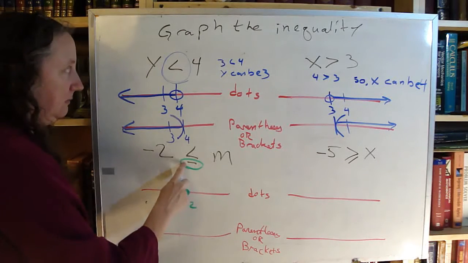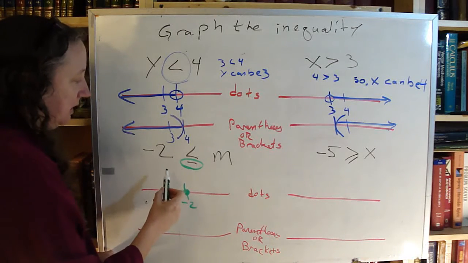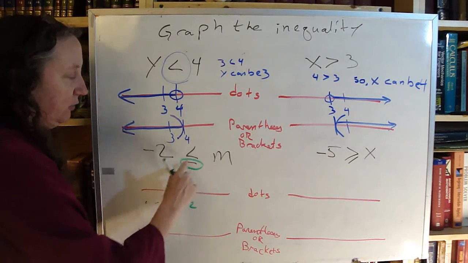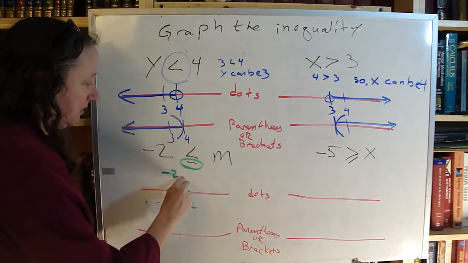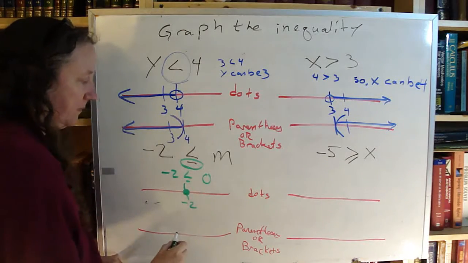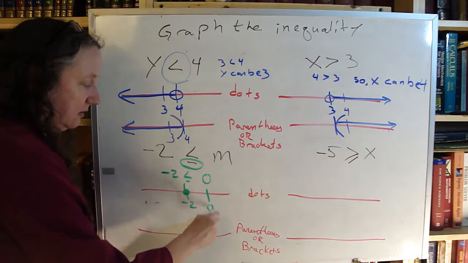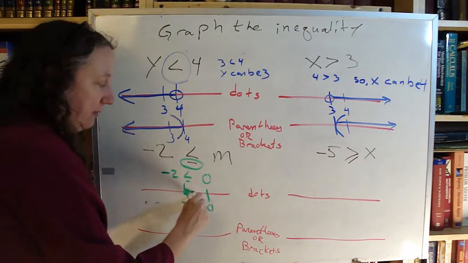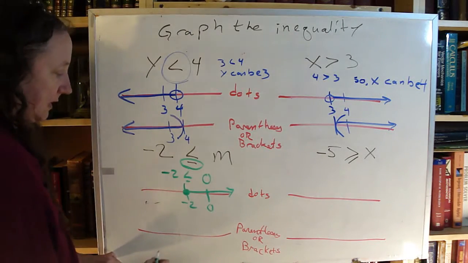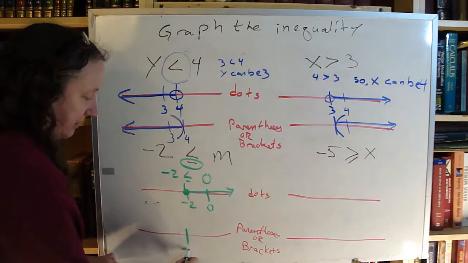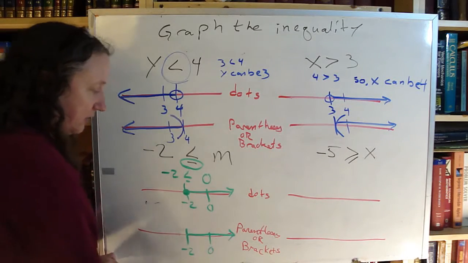So now I have to figure out which direction do I want to put my line. So I'm going to choose a number that -2 is less than. Well, -2 is less than 0, right? That's a true statement. So I'm going to find 0 on my number line, and I'm going to make my line go out in that direction. Same type of thing down here. I have my -2, I have my 0, I make my line go out in that direction.